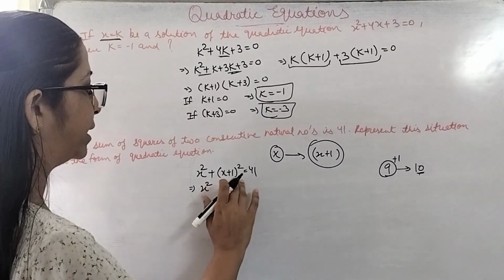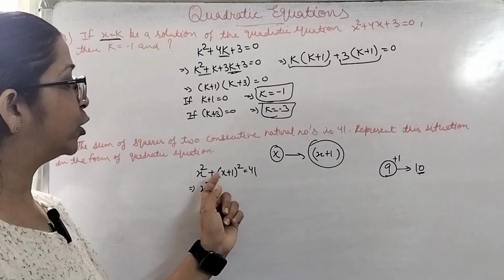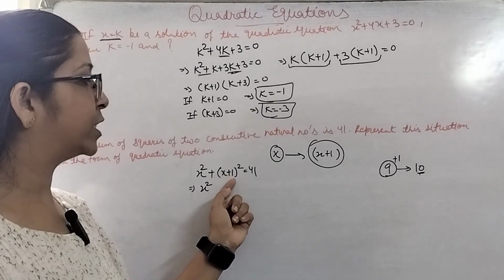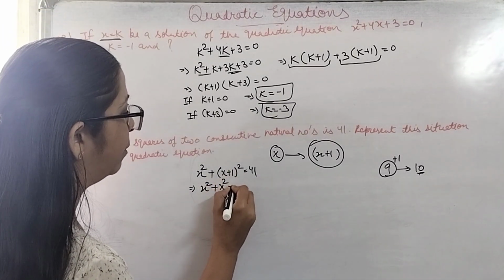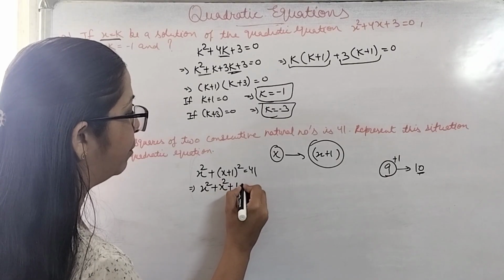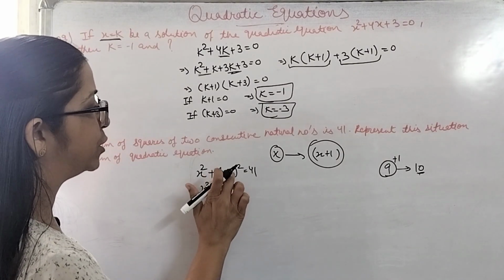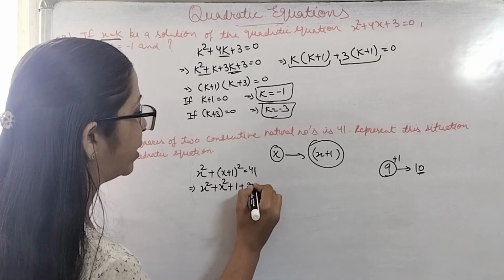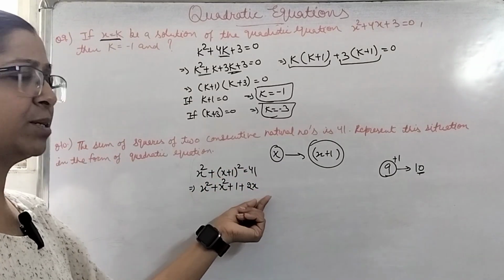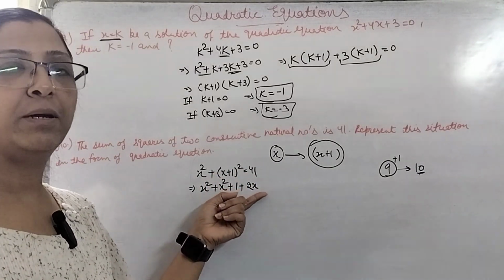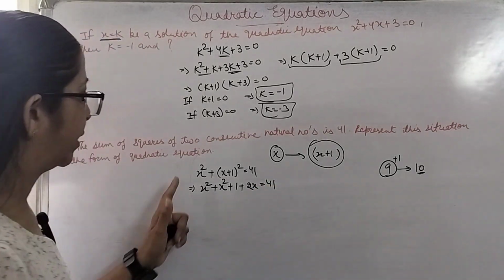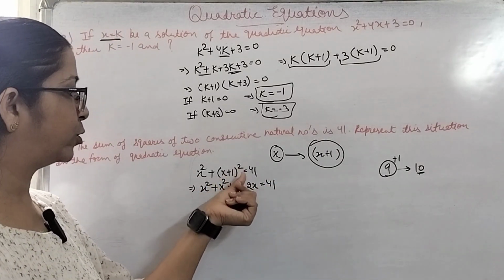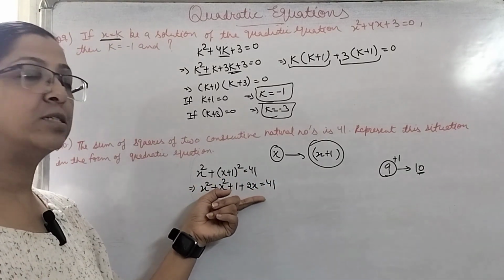So we will be expanding it as (a plus b) whole square, where the value of a is your x and value of b is your 1. So expansion of this will be a square plus b square plus 2 times a into b. That means 2 times x multiplied by 1, that I am simply writing as 2x only. It is equivalent to your 41. So we have expanded this (x plus 1) whole square as x square plus 1 plus 2x.